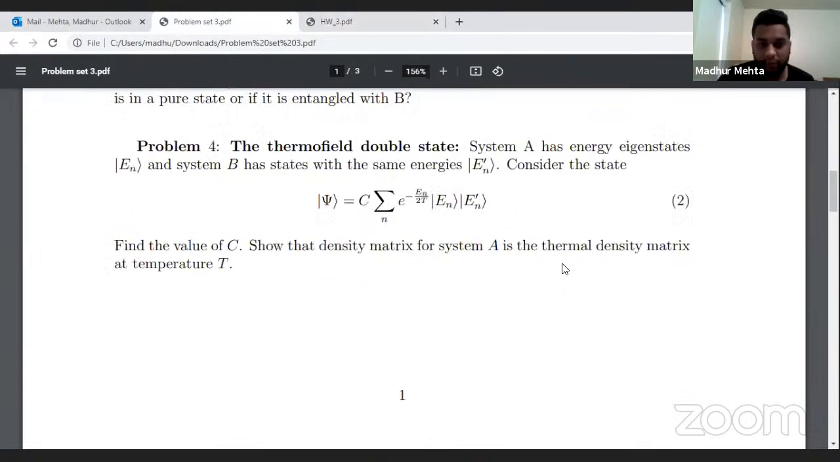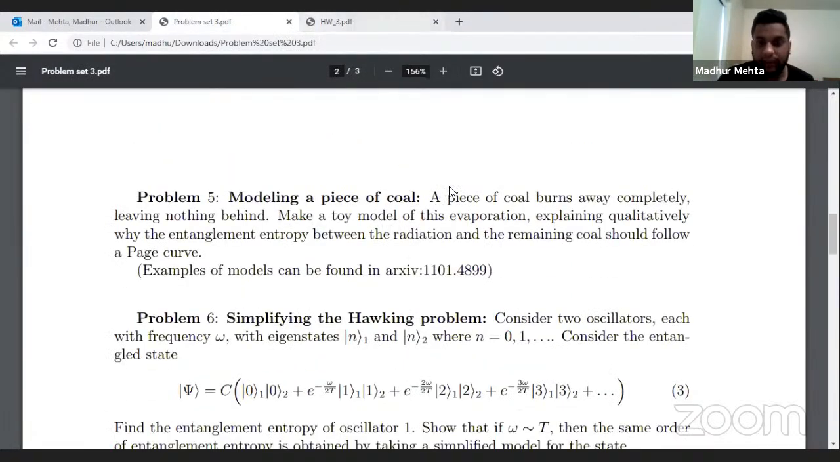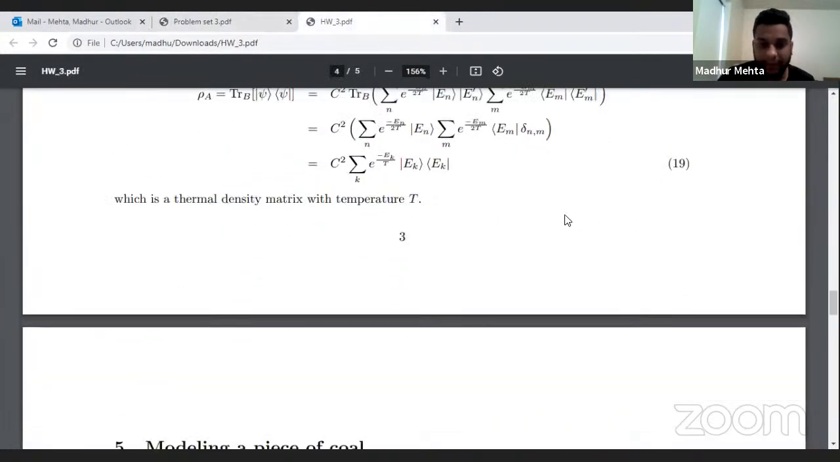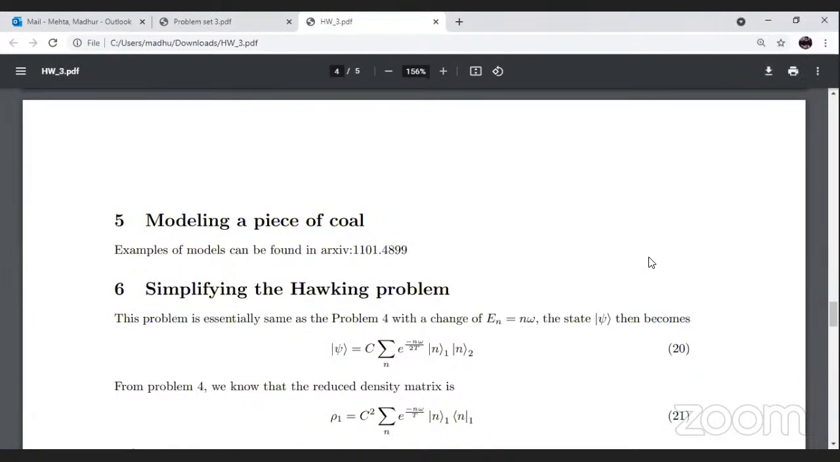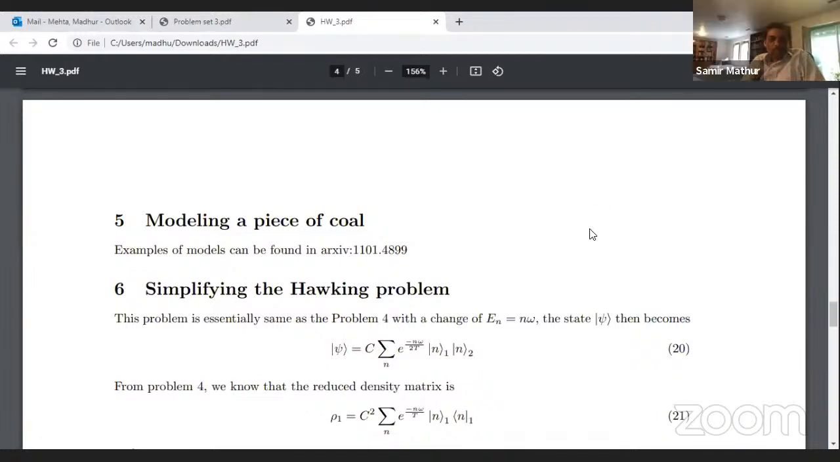We can go ahead with problem 5. Bin wanted to take this. Yeah, Bin, you can go ahead. Or maybe Samir, you can explain question 5, because that's based on a paper. Okay, yeah, so I can do that maybe. So I'll just share my screen again.